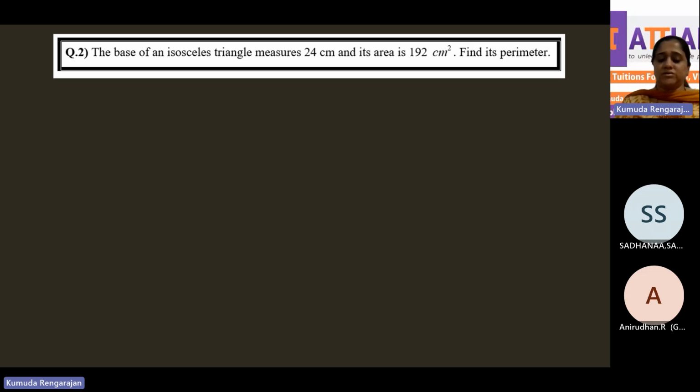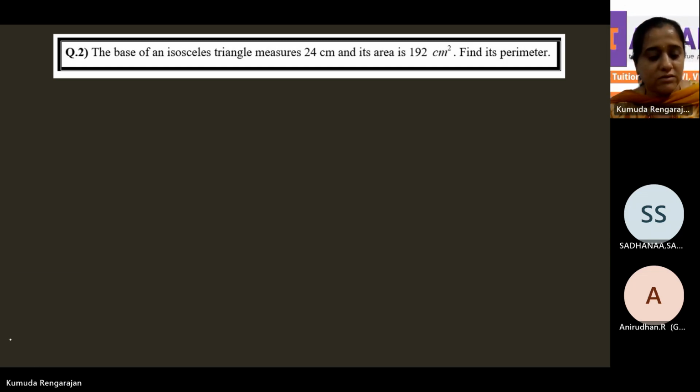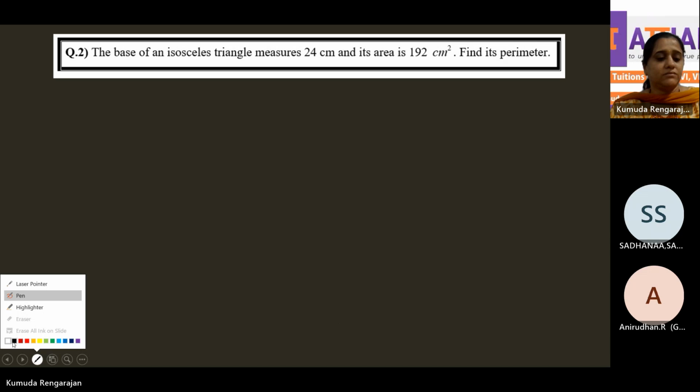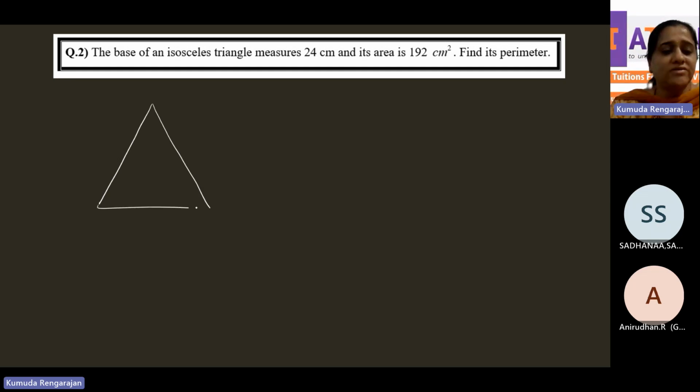All right. So how do we do this? I'll just get it started for you. Okay. So the base of an isosceles triangle. The triangle is an isosceles triangle. Two sides are equal. The base is 24 centimeters. And the area is given. Now we need to find its perimeter.